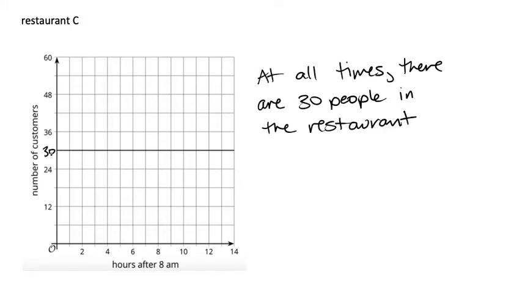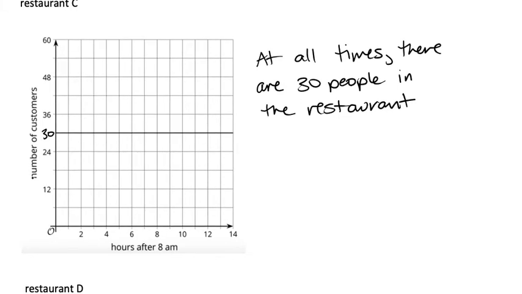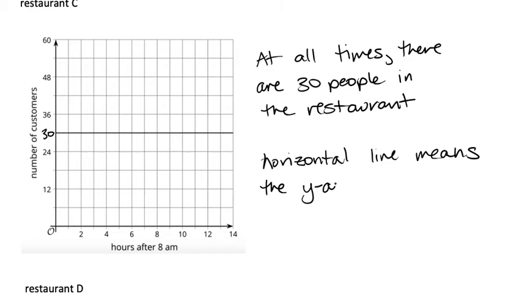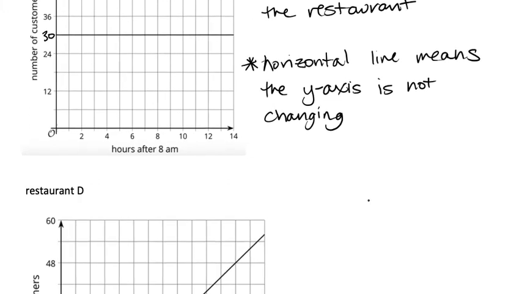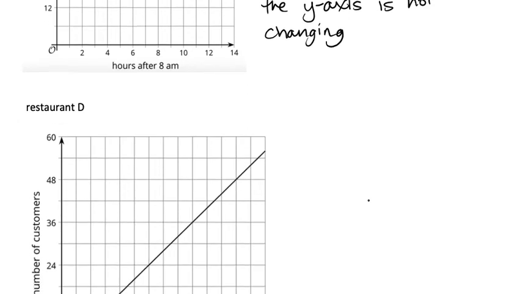So a horizontal line means that whatever your y-axis represents is not changing. Let me write that down. Horizontal line means the y-axis is not changing. That can be very helpful when it comes to analyzing graphs.